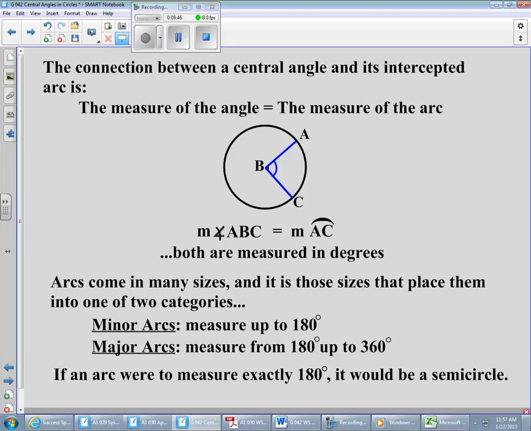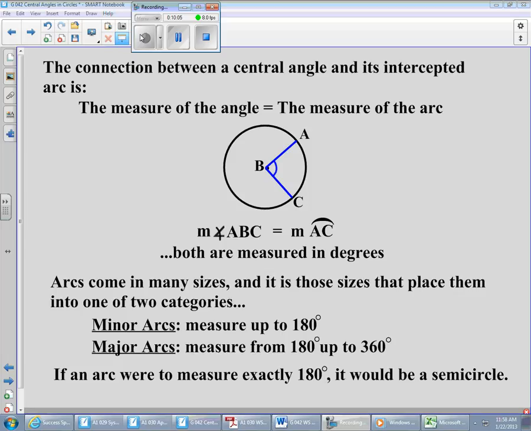And then there's this third little category that you're probably already familiar with, semicircle. If an arc were to measure exactly 180 degrees, we would not call it major or minor. It would be a semicircle.